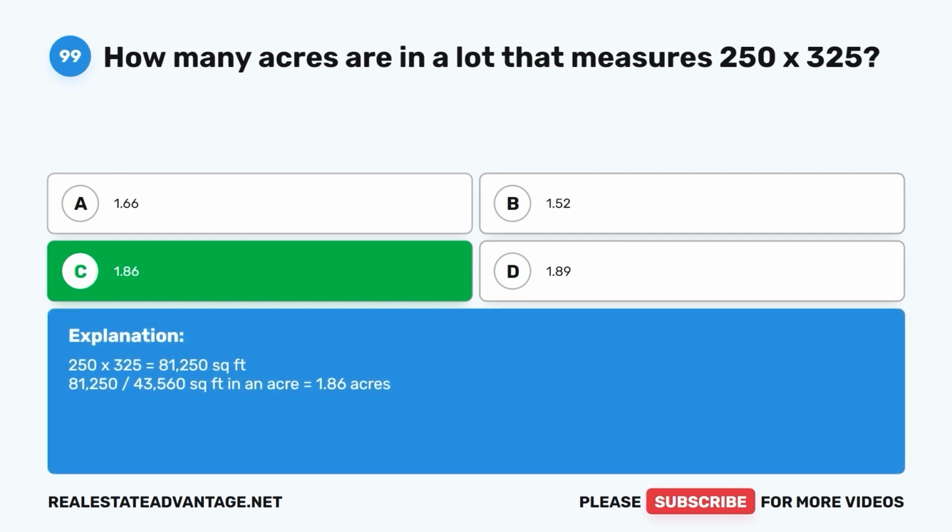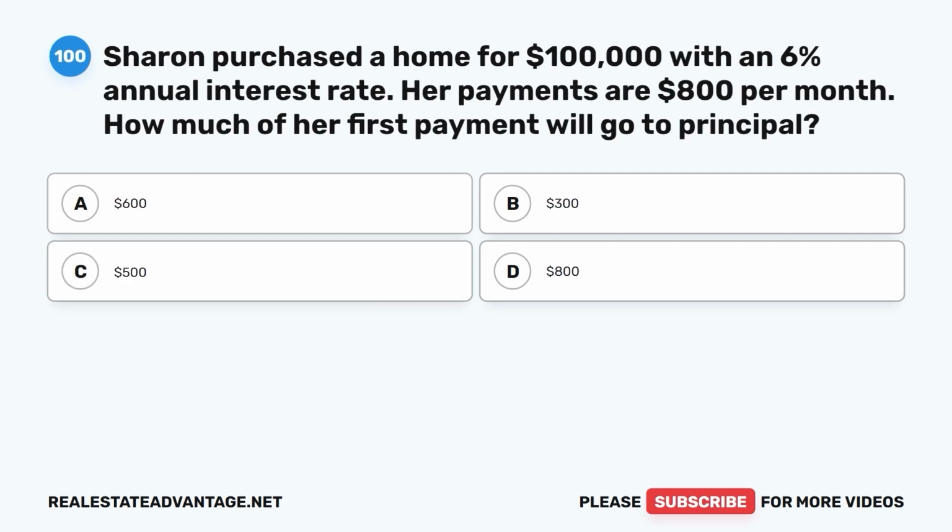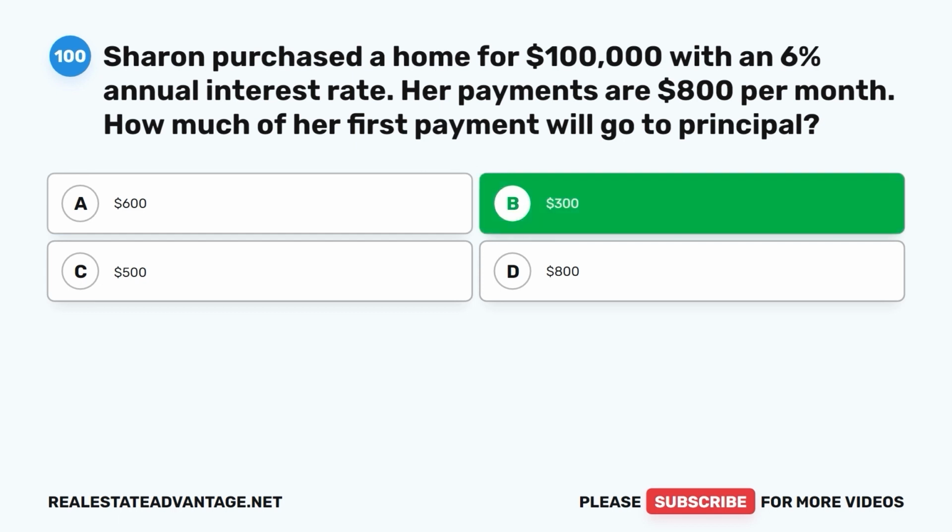250 times 325 equals 81,250 square feet. 81,250 divided by 43,560 square feet in an acre equals 1.86 acres. Question 100. Sharon purchased a home for $100,000 with a 6% annual interest rate. Her payments are $800 per month. How much of her first payment will go to principal? A. $600. B. $300. C. $500. D. $800. The correct answer is B.